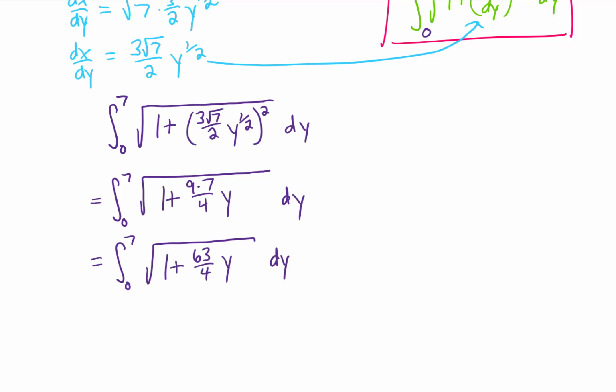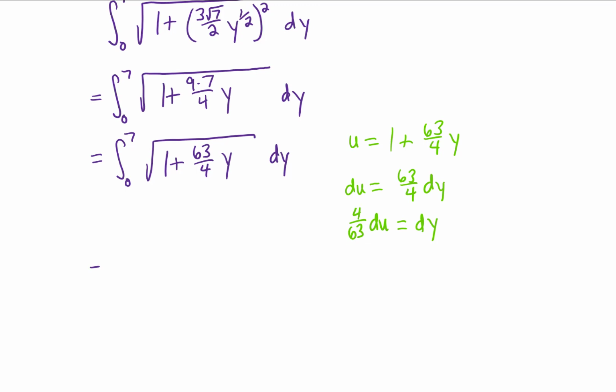And then we need to recognize that we're going to need to use substitution, where u is just whatever is inside that square root. du then is just going to be 63/4 dy, meaning that dy is going to be 4/63 du. Making those substitutions gives us a new integral with respect to u. And since we're now integrating with respect to u, we may as well switch our limits.